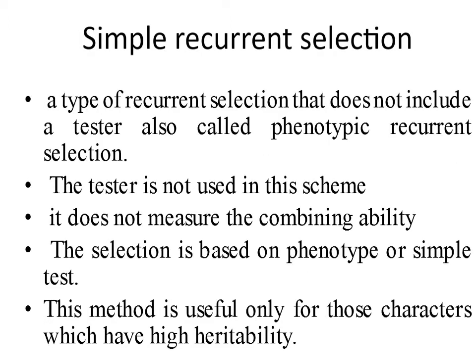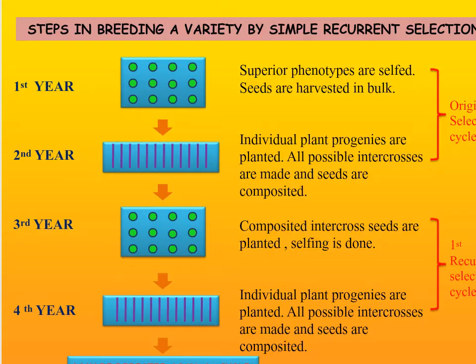Simple recurrent selection is a type of recurrent selection that does not include a tester, also called phenotypic recurrent selection. The tester is not used in this scheme. It does not measure the combining ability. The selection is based on phenotype or a simple test. This method is useful only for those characters which have high heritability.